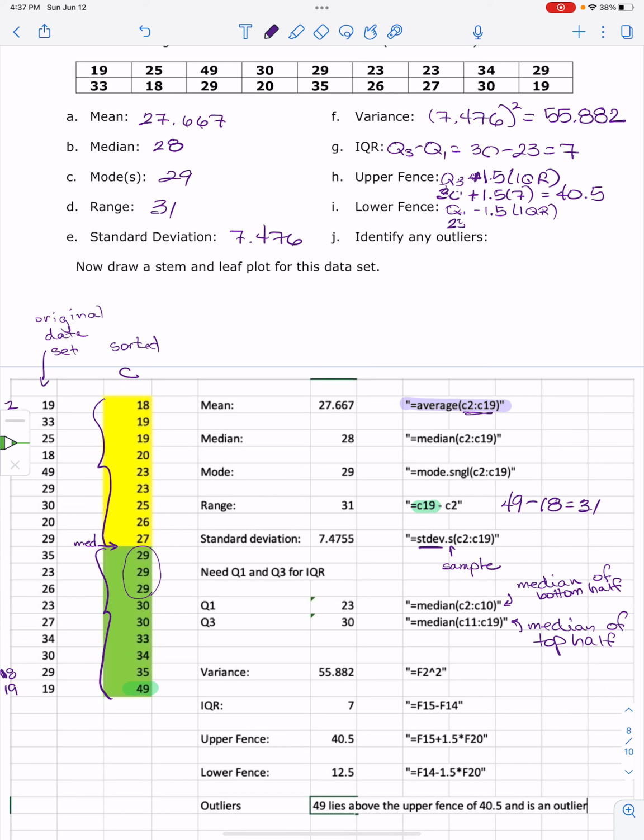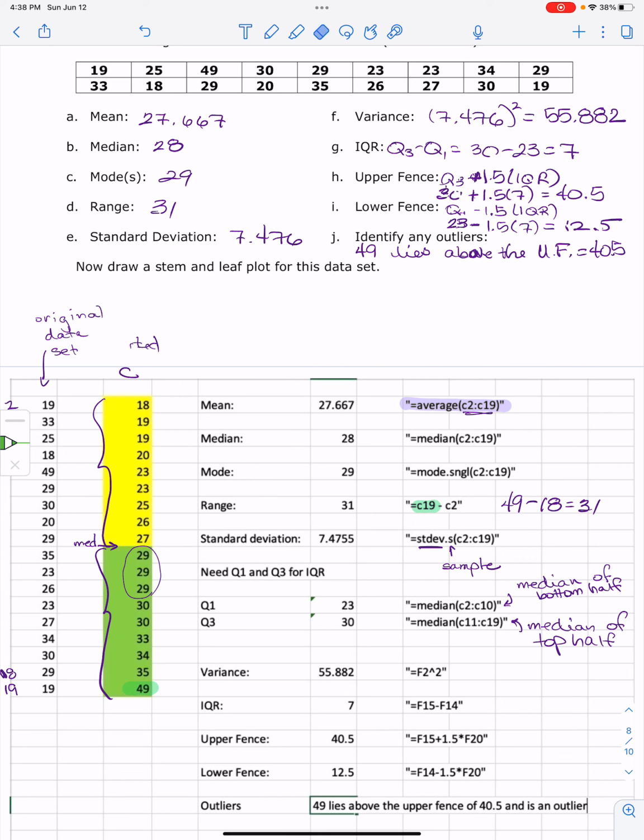We got 23 minus 10.5, and we get 12.5. Our only outlier is 49, because it lies above the upper fence, which was 40.5. Always list the number so you can back it up mathematically.